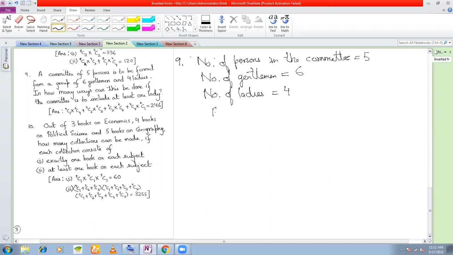In how many ways can this be done if the committee is to include at least one lady? So at least one lady in the committee can be chosen in the following ways.